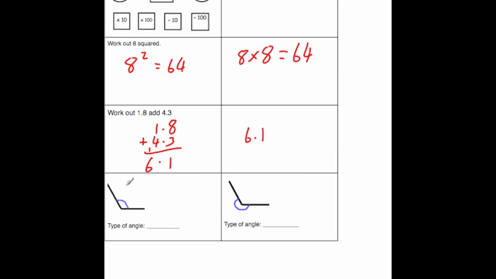Next, we now need to say what type of angle this is. Now, this is an angle. It's bigger than a right angle, but smaller than a straight line, so it's going to be an obtuse angle.